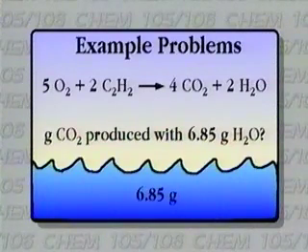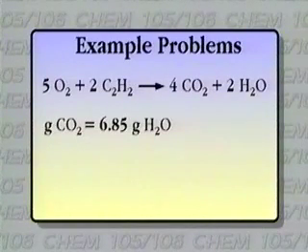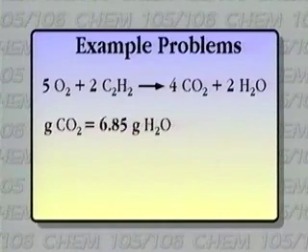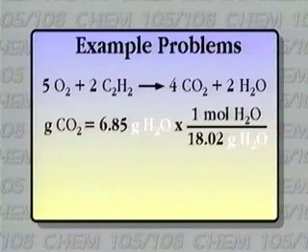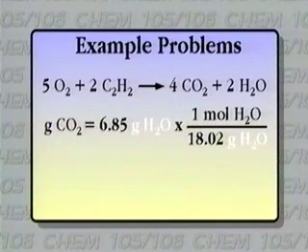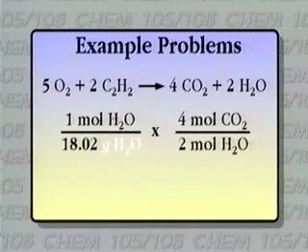So grams of CO2 are equal to 6.85 grams of water. And the first step then will be to change that to moles. So we're going to multiply by 1 mole of water over 18.02 grams of water. We calculated that just a moment ago, so we've done the first step. We now need to use our balanced equation to relate the moles of the CO2 to the moles of water. And we look up at our balanced equation, 2 to 4. And so we see that we have 4 moles of carbon dioxide for each 2 moles of water that were formed. And we now notice that our waters cancel out.